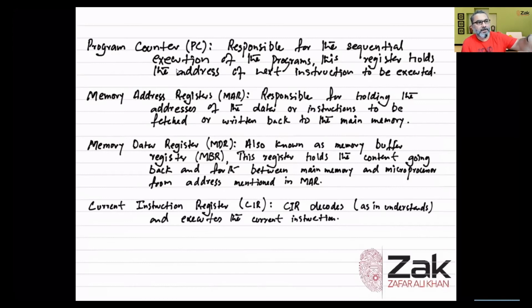Whatever comes in and goes out, it first stays in that gateway. That is the gate. All right, MDR. It is also called what? MDR. I told you that. All right. Current instruction register. It executes and decodes. Decodes and executes.